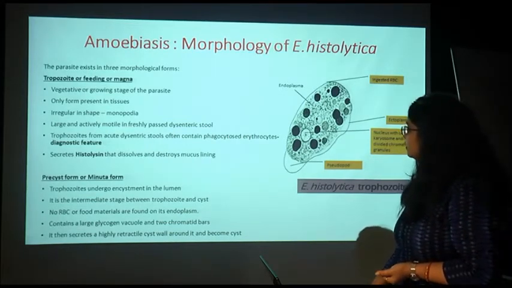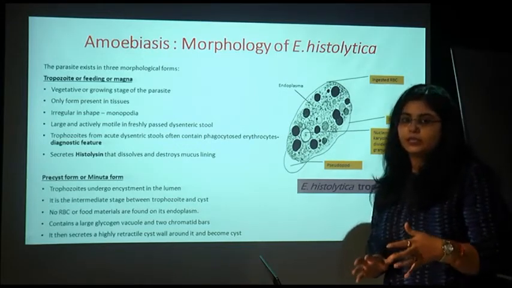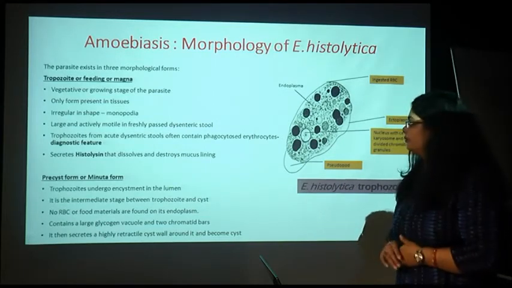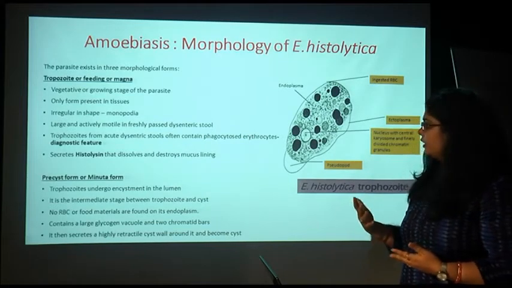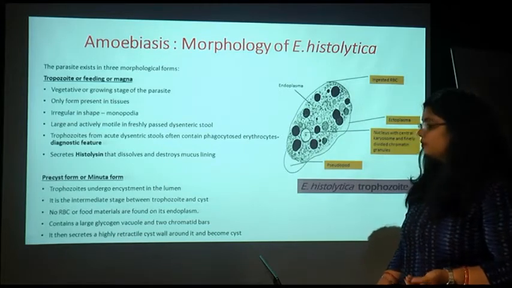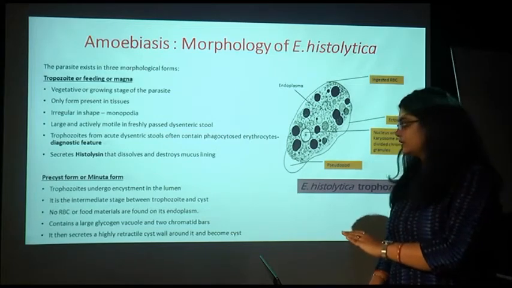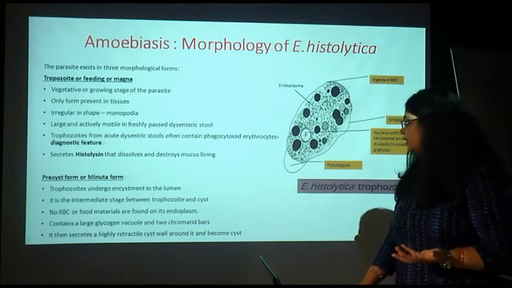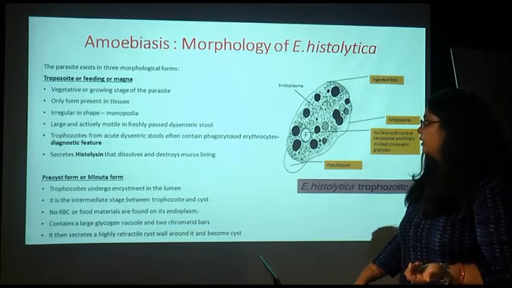Next comes the precyst or the minuta form. This precyst is an intermediate stage between the non-infective trophozoite stage and the infective cyst stage. Here the trophozoites slowly undergo encystment. So no RBC or food material is found in the endoplasm as the organism is trying to encyst itself. It contains a large glycogen vacuole and 2 chromatid bars. It is in the process of secreting a cyst wall around it and becoming a cyst.